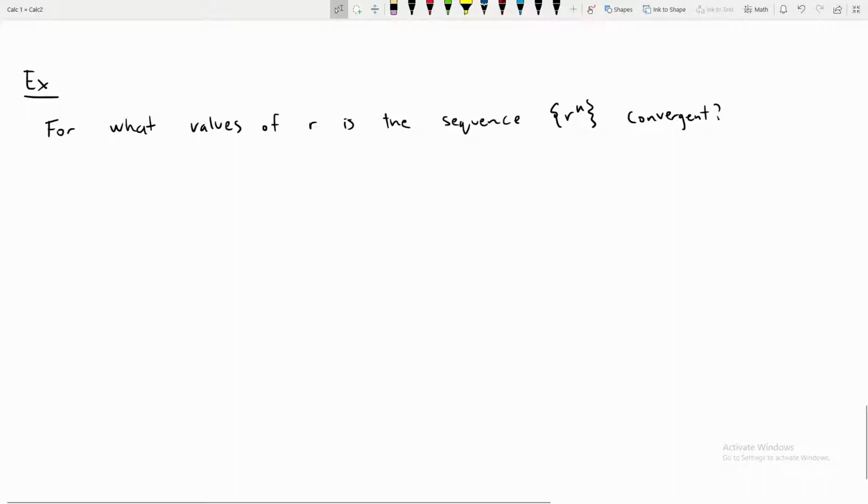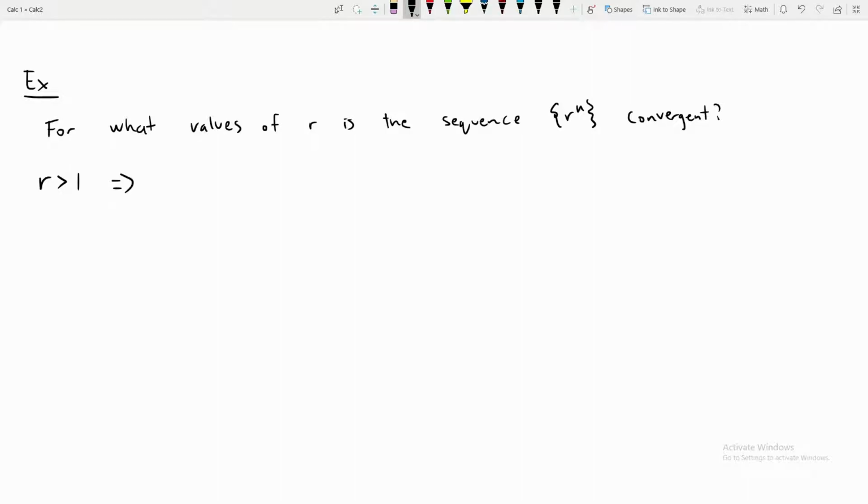So now to go over another example, this one is a little bit more important because as we move on towards series, you'll see the connection. We are asked for what values of r this sequence is convergent. So r is going to be the base. Now I'm going to break this down into a series of cases and we're going to analyze them case by case. So case 1 is when r is greater than 1.